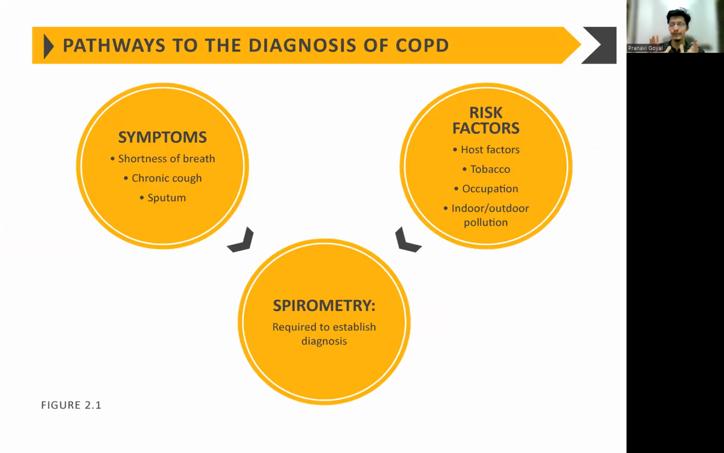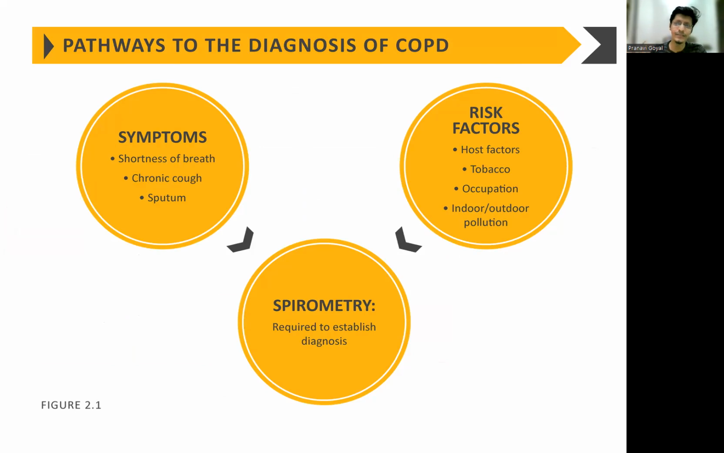So now these are the new guidelines, and most of the things we know, but some things have changed. So let's see that. Now, symptoms: shortness of breath in the later stages, chronic cough with sputum. What are the risk factors? Tobacco, indoor air pollution, occupation.